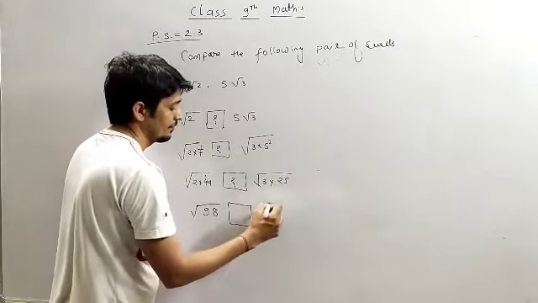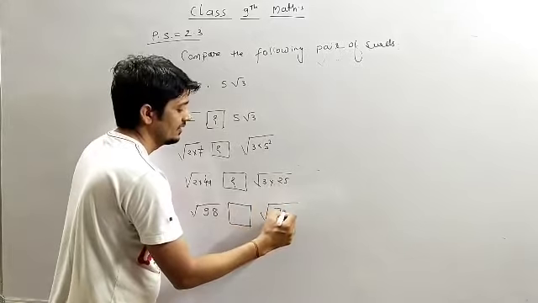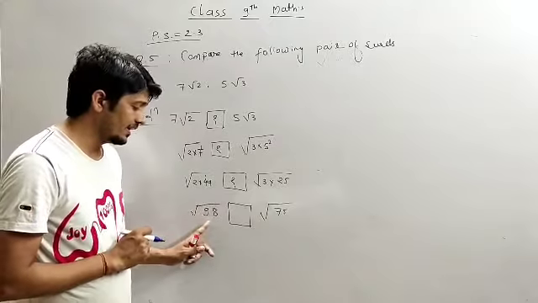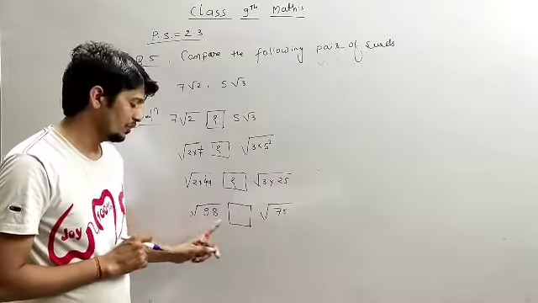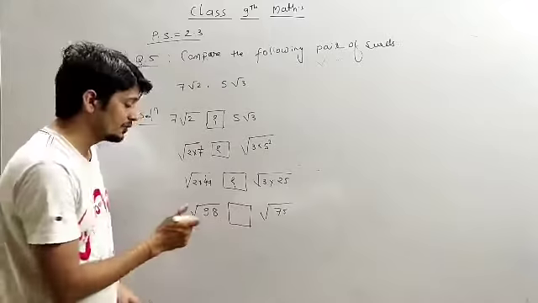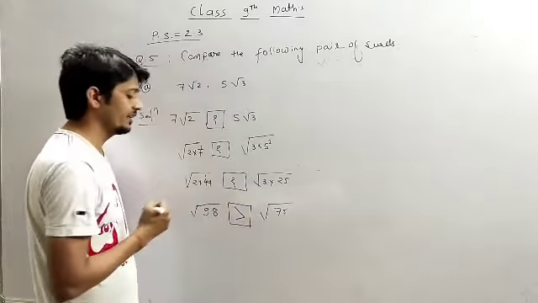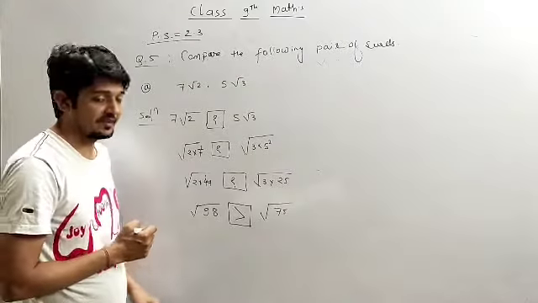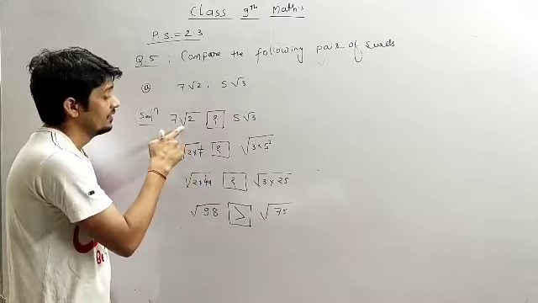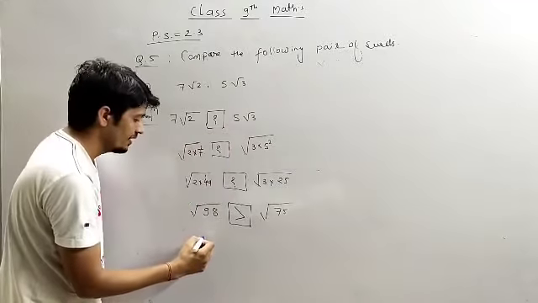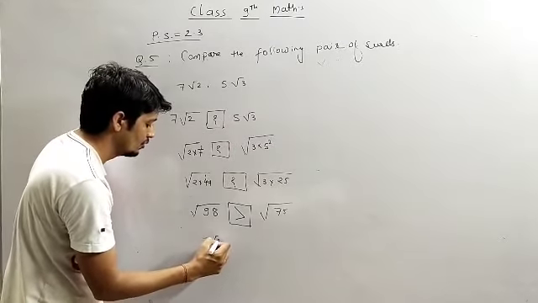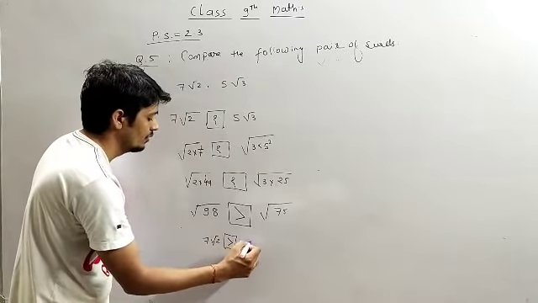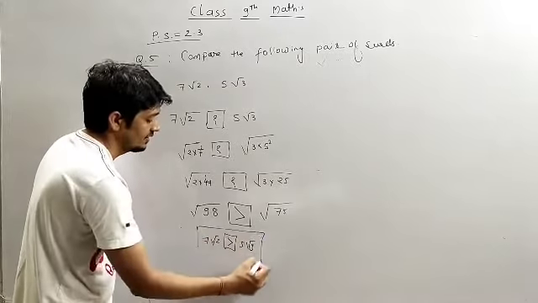25 threes are 75. See, now here we have inside the root 98 and here we have 75. So we know this number is greater than this number, so we have to put the sign of greater than here. Root 98 is greater than root 75. Therefore, we can write 7 root 2 is greater than 5 root 3. This is the answer.